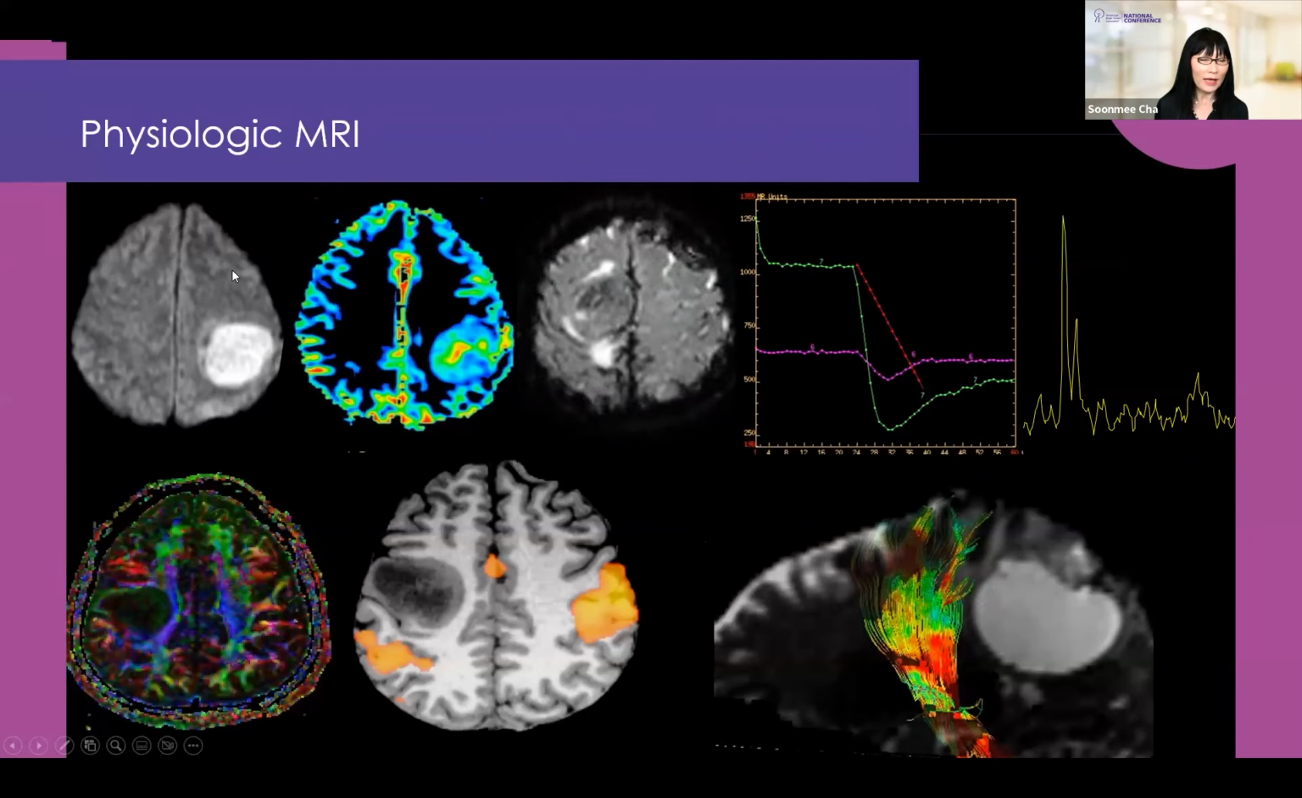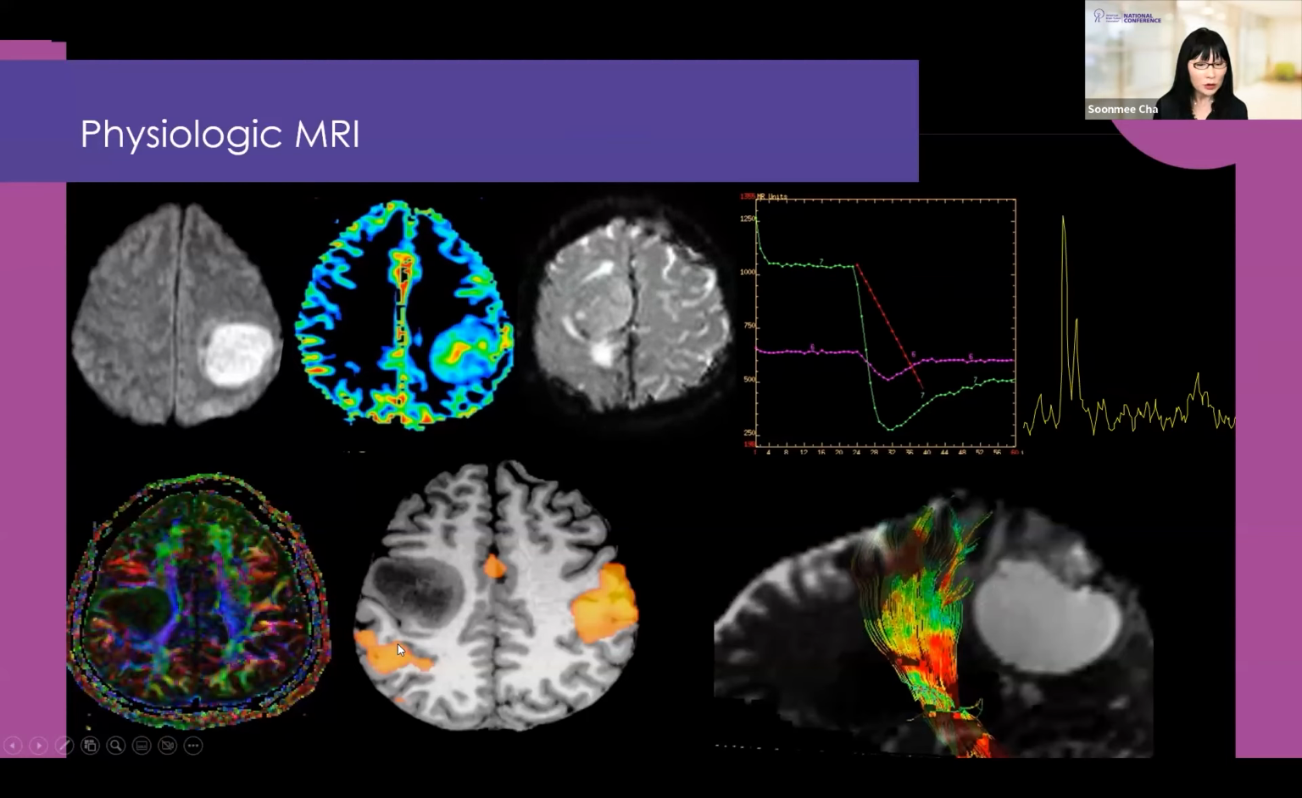And what do I mean by that? This is a diffusion-weighted imaging looking at cellularity of tumor. And these are perfusion imaging looking at the vascularity of tumor. This is a spectroscopy, a snapshot of a metabolic activity of a tumor.